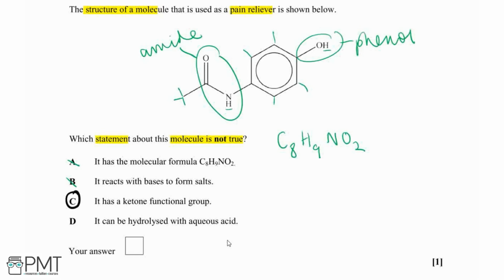D states that it can be hydrolyzed with aqueous acid. So as previously mentioned, we've got an amide functional group here, and we know that amides can be hydrolyzed down the middle to produce a carboxylic acid and an ammonium-based compound with aqueous acid. Therefore, statement D is correct, so our answer is definitely C.